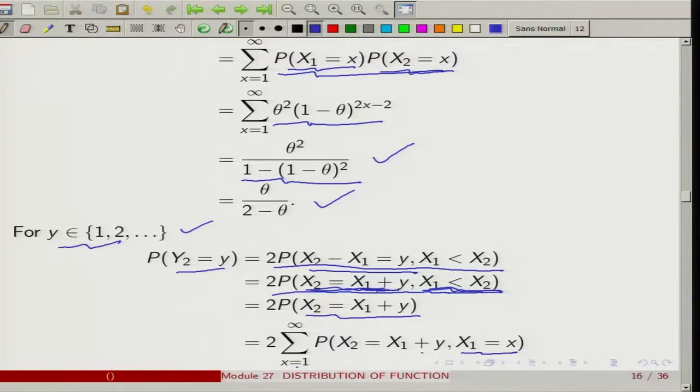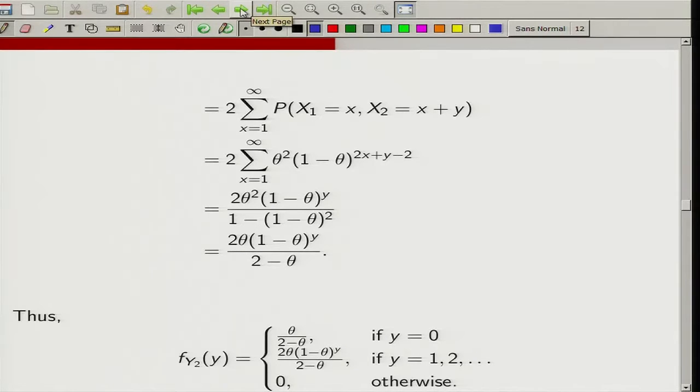Now, here x1 is same as x. So, I can make here x1 as x. So, this probability becomes 2 times summation x equal to 1 to infinity, probability x1 is equal to x and x2 is x plus y. Now, they are independent. So, this would be same as probability x1 is equal to x, probability x2 is equal to x plus y. Probability x1 is equal to x is theta times 1 minus theta to power x minus 1, x2 is equal to x plus y is same as theta times 1 minus theta to power x plus y minus 1. So, if you multiply the two quantities, you get this, which is again a geometric series. You sum, you get this quantity, which is same as this.